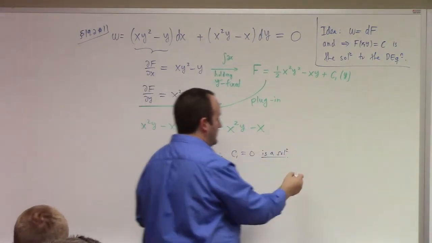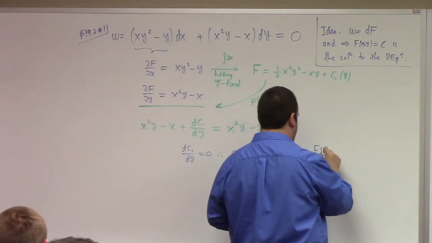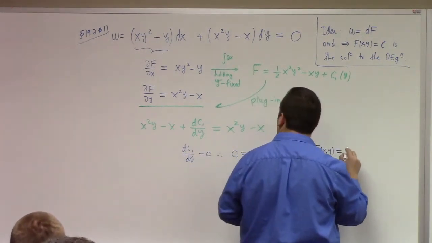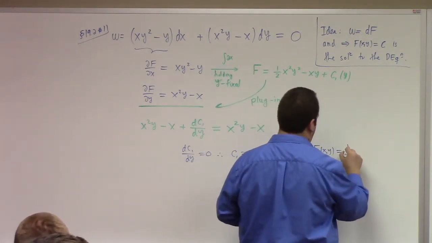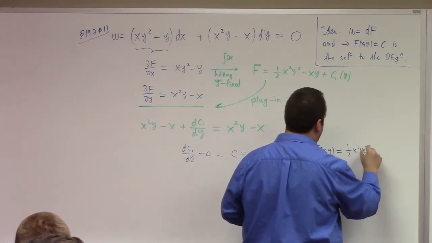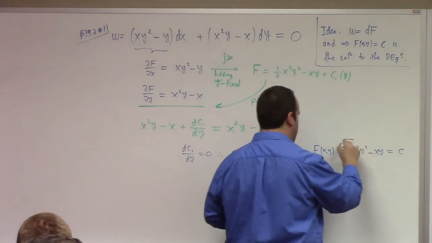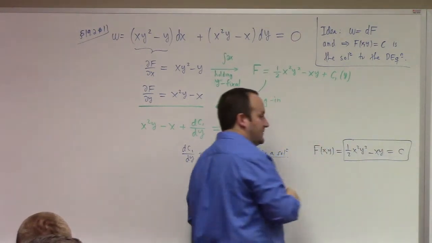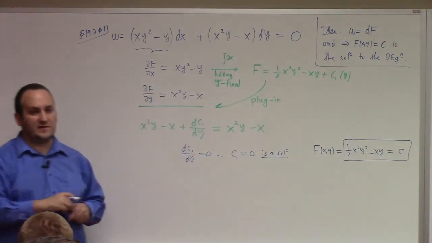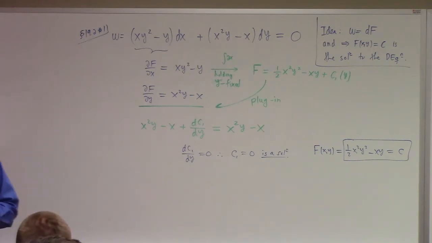Okay, so fine. In short, the solution then is f of x, y. The integral curves of this differential equation are one half x squared y squared minus xy equals some constant. And there you have it. Different values of the constant give you different curves. Each one of those curves solves the given differential equation. On what simply connected domain?